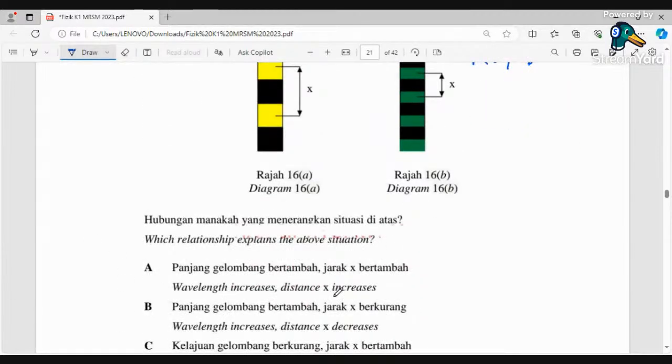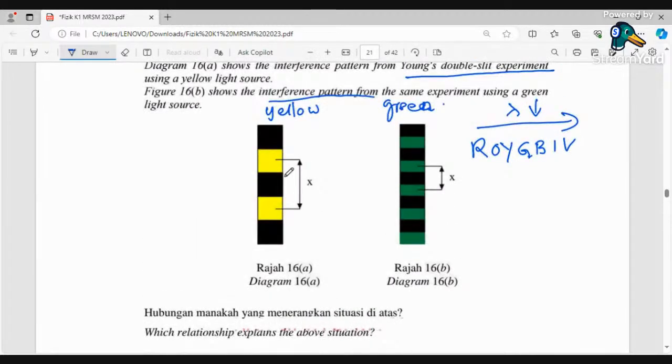Soalan, which relationship explain the above situation? Why the yellow one, X is longer? Okay, ini green. Okay, means X of yellow is longer than X of green color. So it's something to do with lambda. So go to the formula list, you can find this formula. X equals D lambda over A.